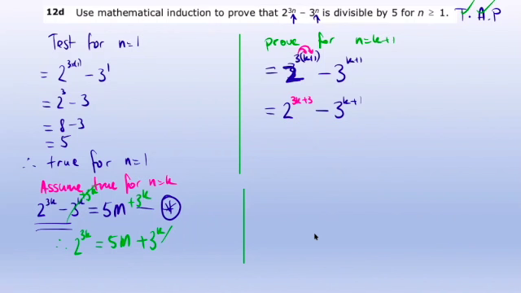Now, I'm going to use index laws to split these ones up, okay? So I'm going to go 2 to the power of 3k times 2 to the 3 minus 3 to the k times 3 to the 1. Does everybody understand what I did in that step? Yeah.